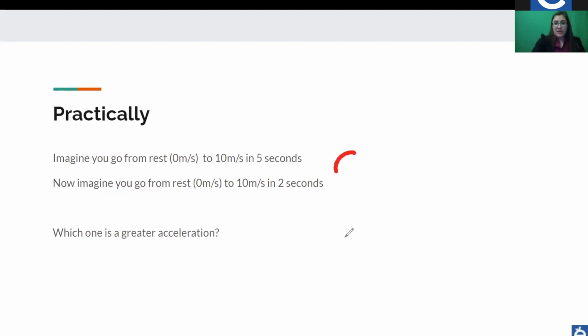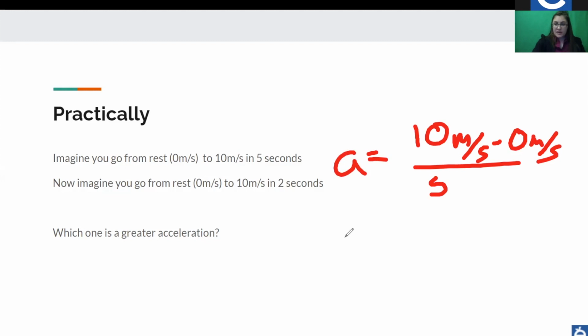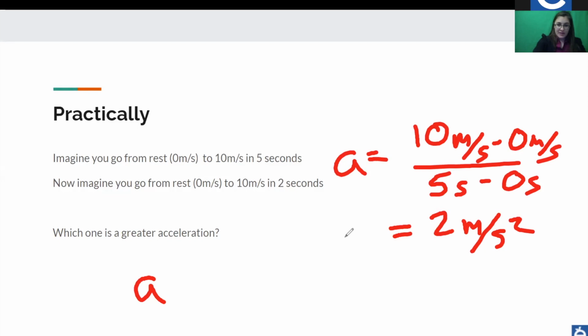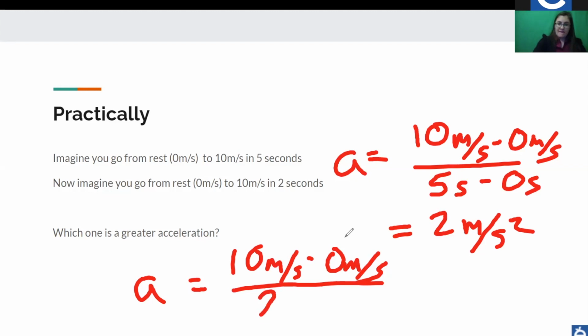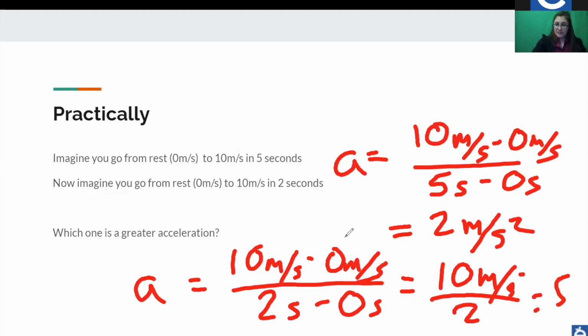So, if you want to do the math, we can do the math. The change starts at 10 meters per second minus 0 meters per second. Don't forget your units. At 5 seconds minus 0 seconds. That's going to be 10 divided by 5, which is 2 meters per second squared. Or for the second one, a equals, again, 10 meters per second minus 0. We like to look at our change, our final minus our initial. 2 seconds minus 0 seconds. So that's going to be 10 meters per second divided by 2 equals 5 meters per second squared. Hope you can read that.